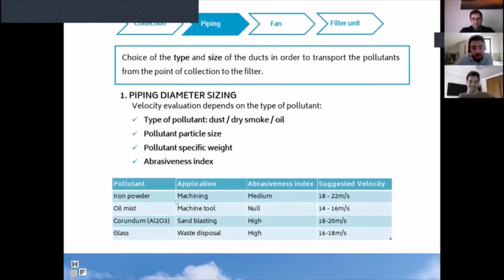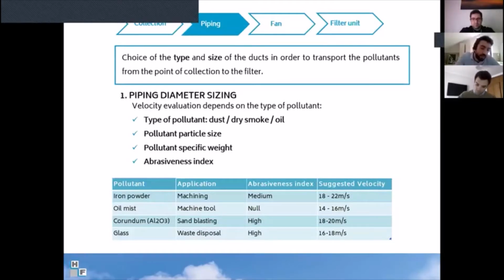Here below, we can see some examples. Iron powder from machining operation. We have medium abrasiveness, and in this case, we can suggest a speed between 18 and 22 meters per second. This is because we have to avoid any accumulation of material inside the piping due to the high specific weight of the pollutant.